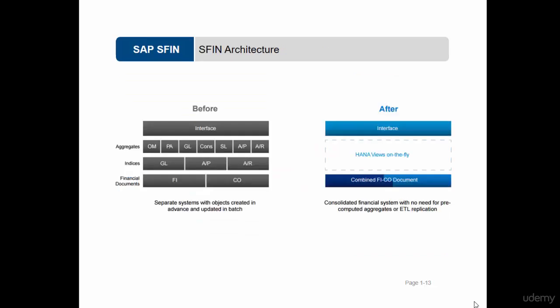Here, you can clearly see the architectural difference between a traditional finance module in ECC 6 versus the new approach in Simple Finance. Before there were aggregates, indices, and financial documents. Now, in SAP Simple Finance, we have an interface such as SAP Fiori. Aggregates and indices are completely removed to provide you HANA views on the fly and a combined FI/CO document in the form of the Universal Journal Entry document.